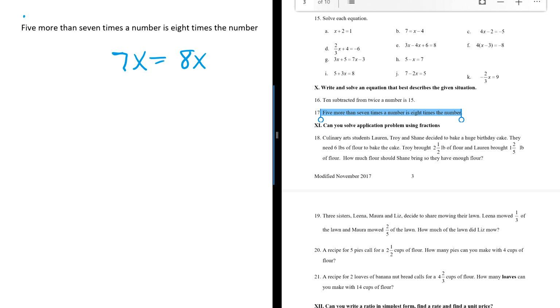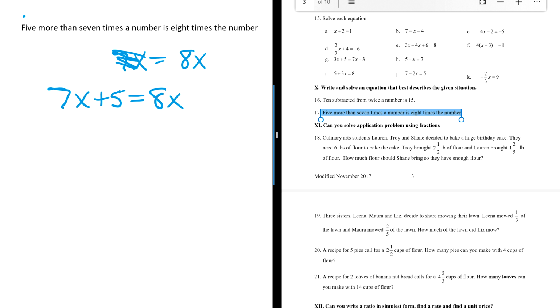Okay, so addition is more forgiving, but I'm still going to write this up this way. 5 more than 7 times the number would be 7x plus 5. This is 5 more. But it's okay if you had written it 5 plus 7x, because addition is commutative. Subtraction is not. So I got 7x plus 5 equals 8x. And that's our problem.